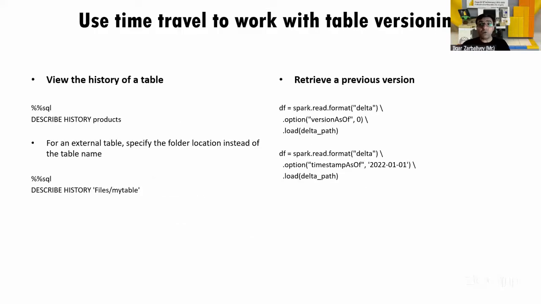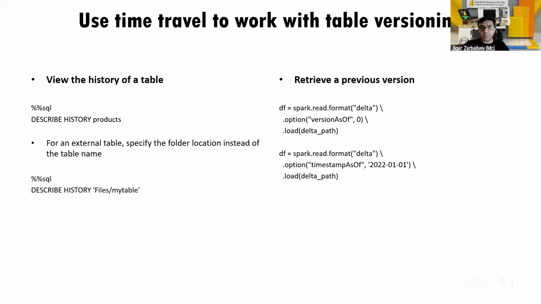Now, for one of the features people find most striking when they first meet it, time travel. Modifications made to a Delta table are logged in the transaction log for the table. And because they're logged, we can use those logged transactions to view the history of changes made to the table and to retrieve older versions of the data. That's what time travel means here.